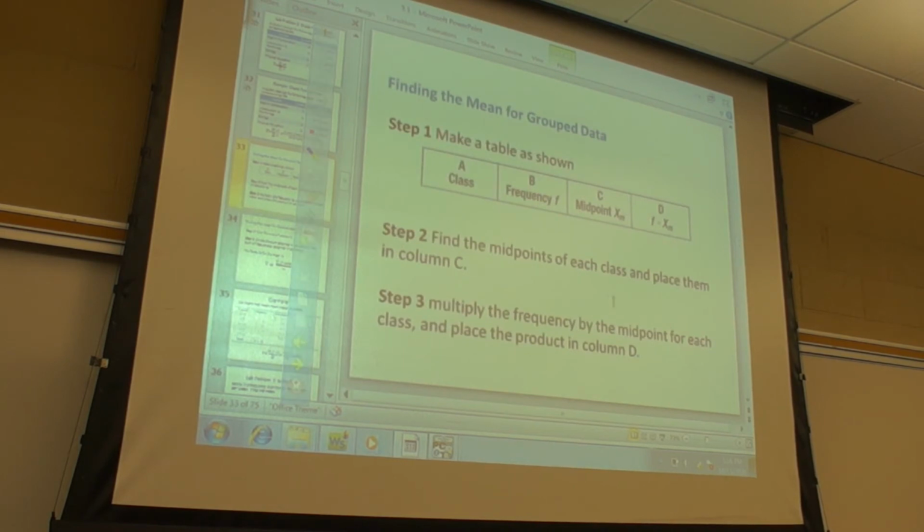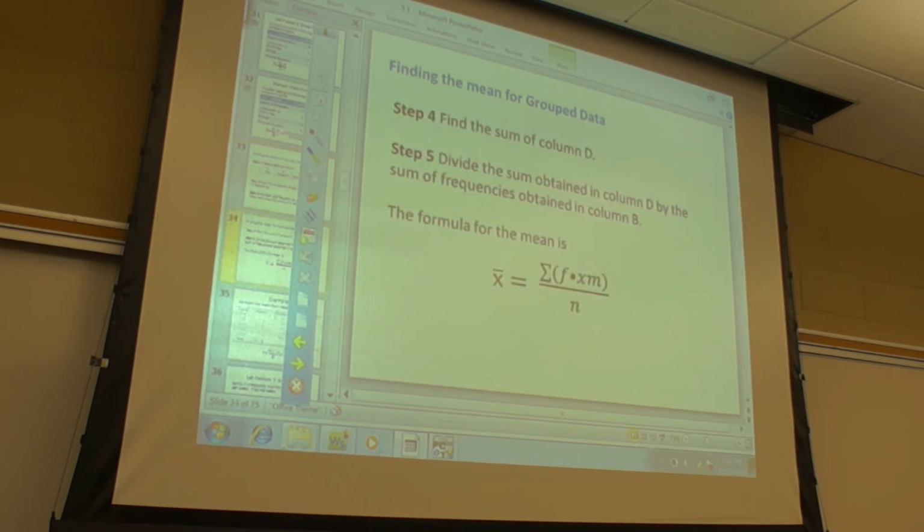Make a table, find your midpoint, and then your frequency times the midpoint. Find your midpoints. Multiply each of your frequencies by the midpoint of the class. Put that in column D. And then add all those up and divide it by the sum of the frequencies.